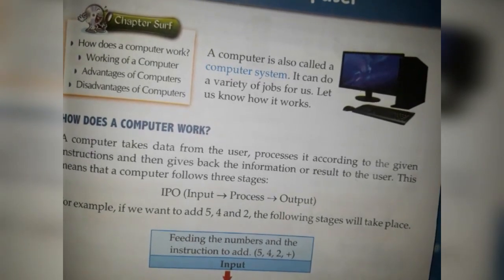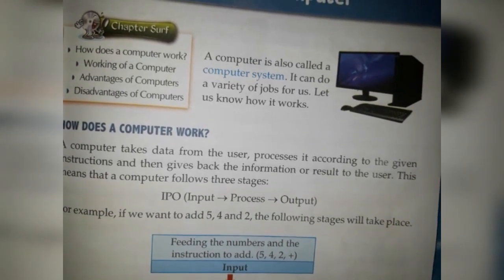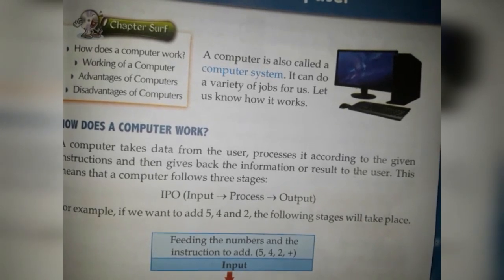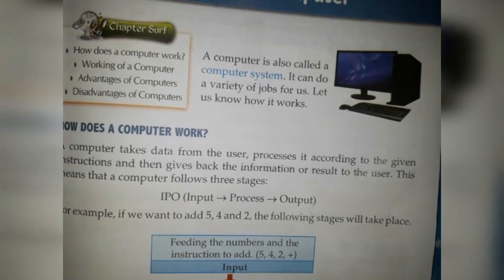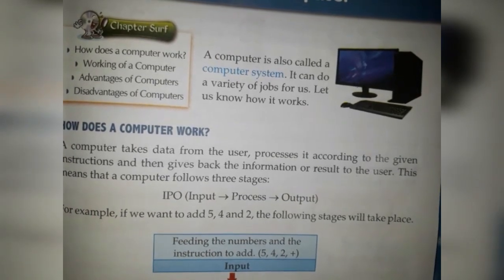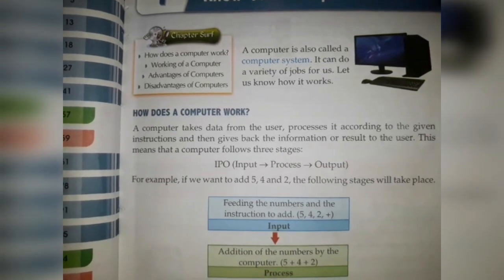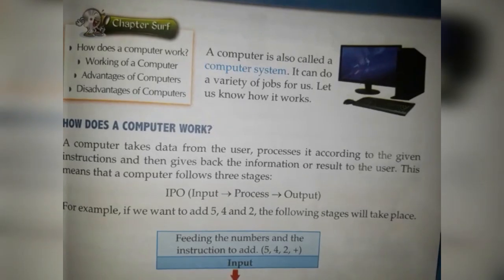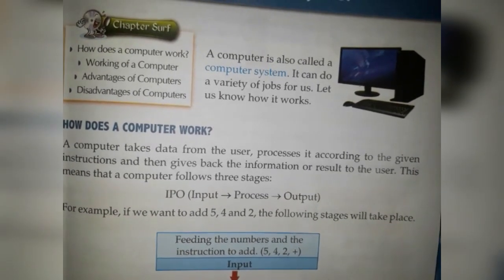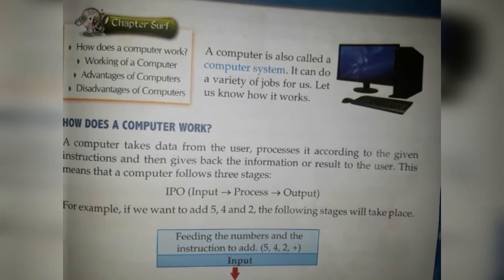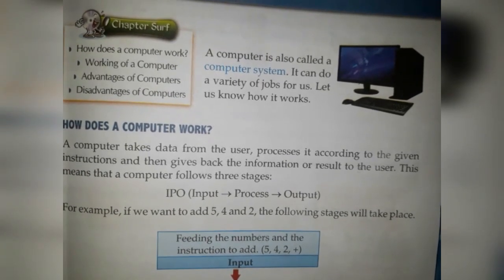Now what is output? Output is the result that we got after adding these numbers. We were adding 2, 3 and 4, so the computer will add these three numbers and the result will be displayed. 2 plus 3 is 5 and 5 plus 4 is 9. So the computer displays the result, which is called the output. Okay, so this is called the input, process, output cycle on which the computer works.